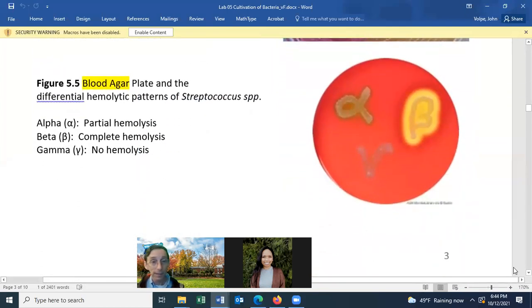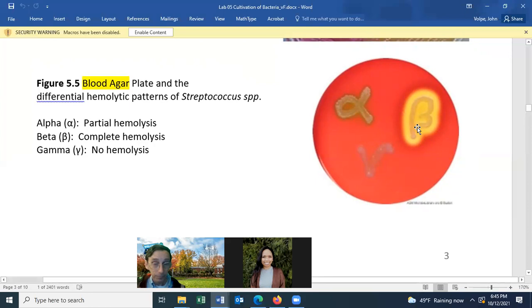We've already talked about blood agar, and that's an enriched media, and the blood supplies the nutrients in this media. For example, Streptococcus pyogenes will not grow in most media, but it will grow in blood agar. So blood agar is an enriched media. It is also a differential media because you can see differences in the hemolytic patterns of the bacteria growing on the blood agar.